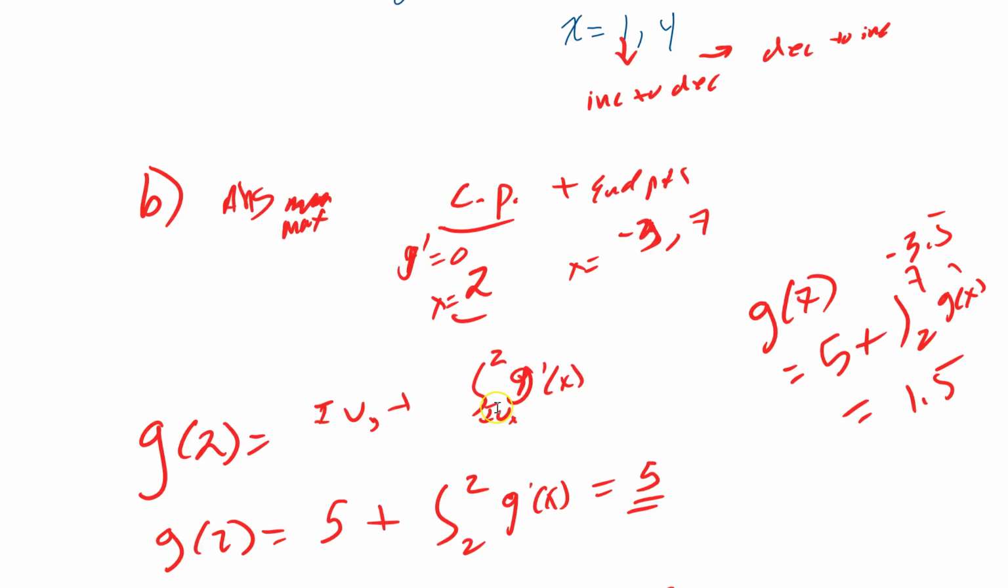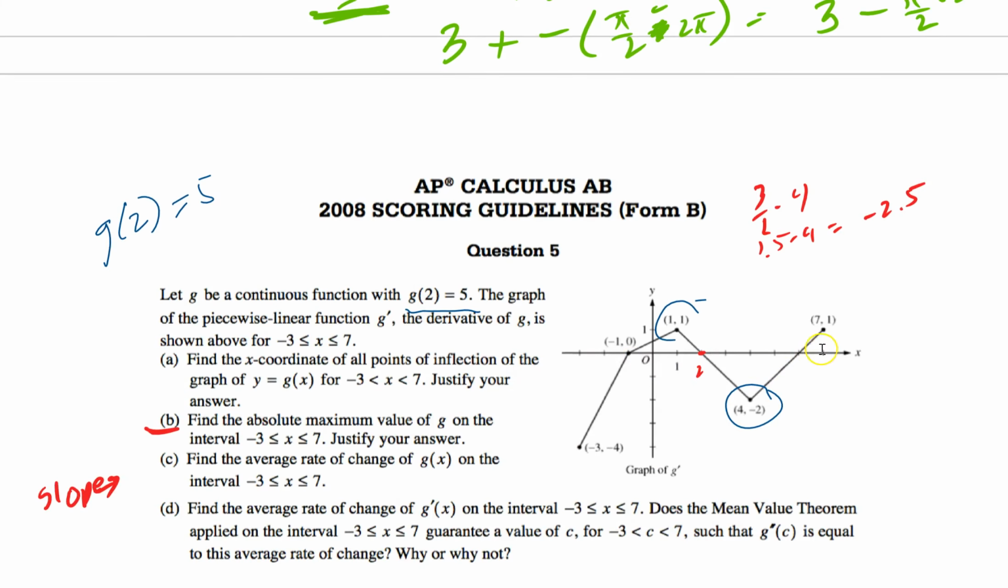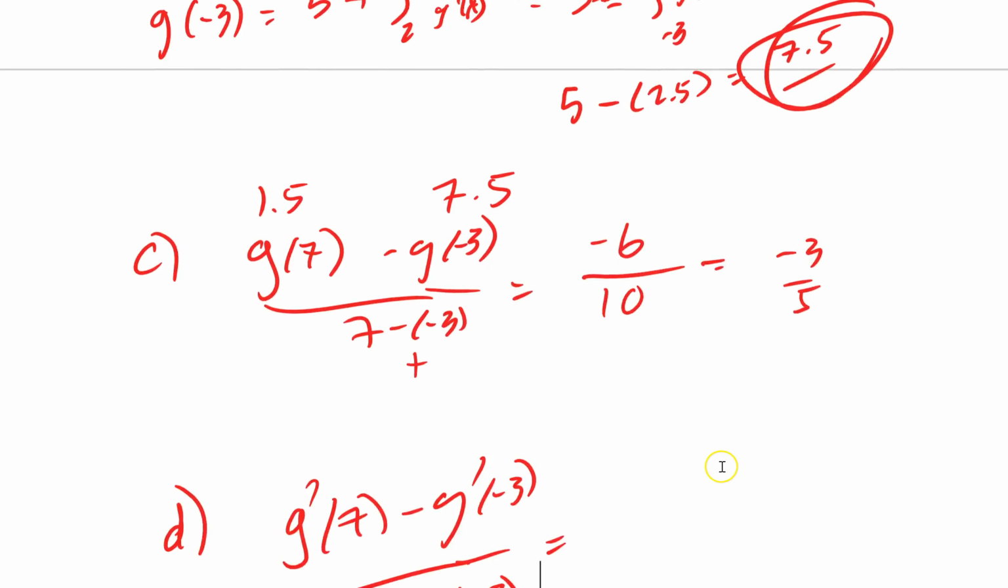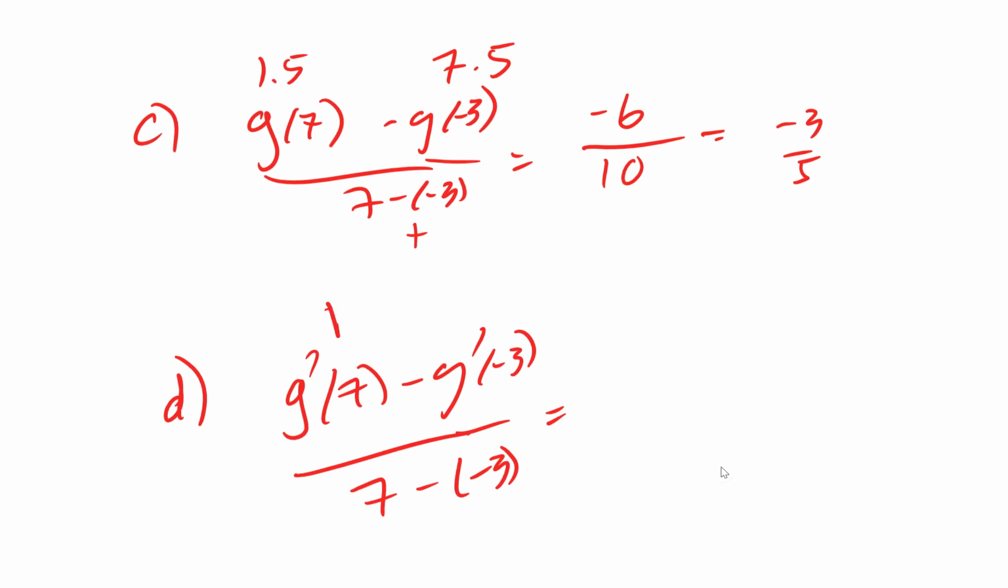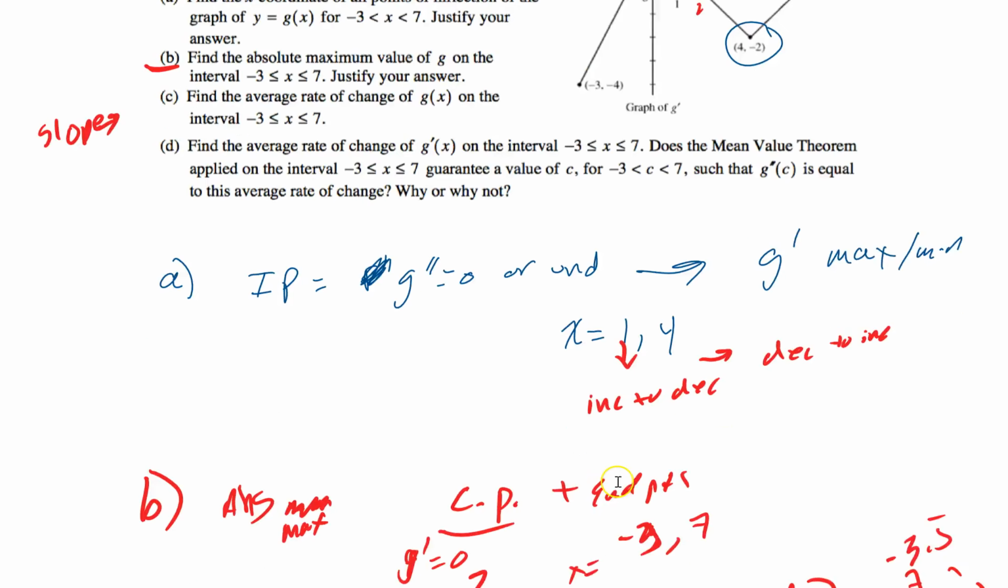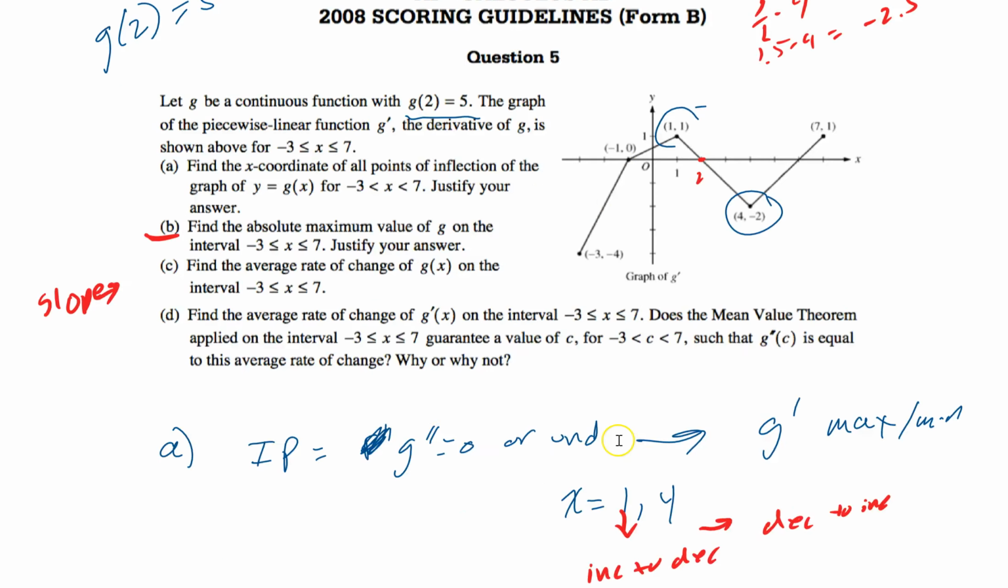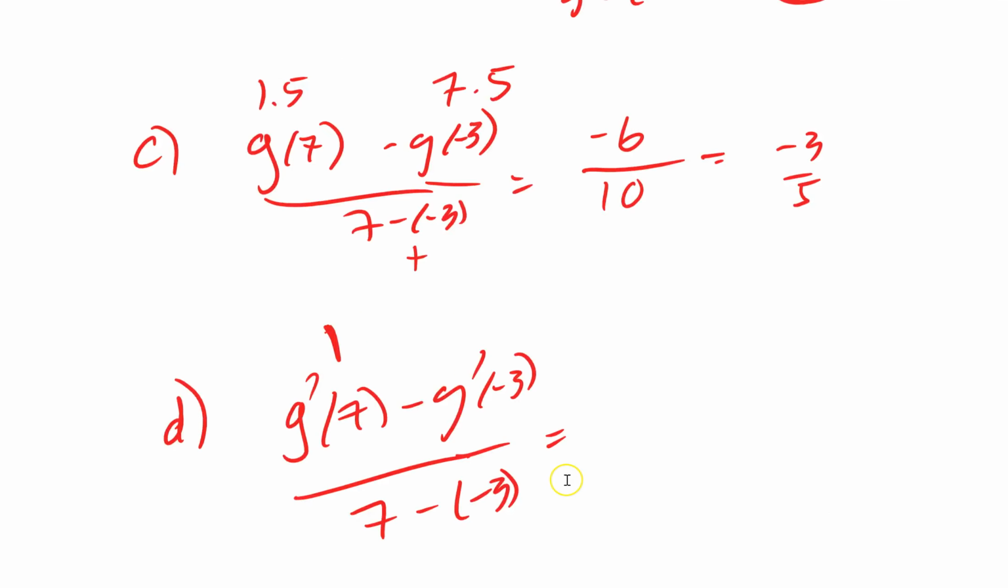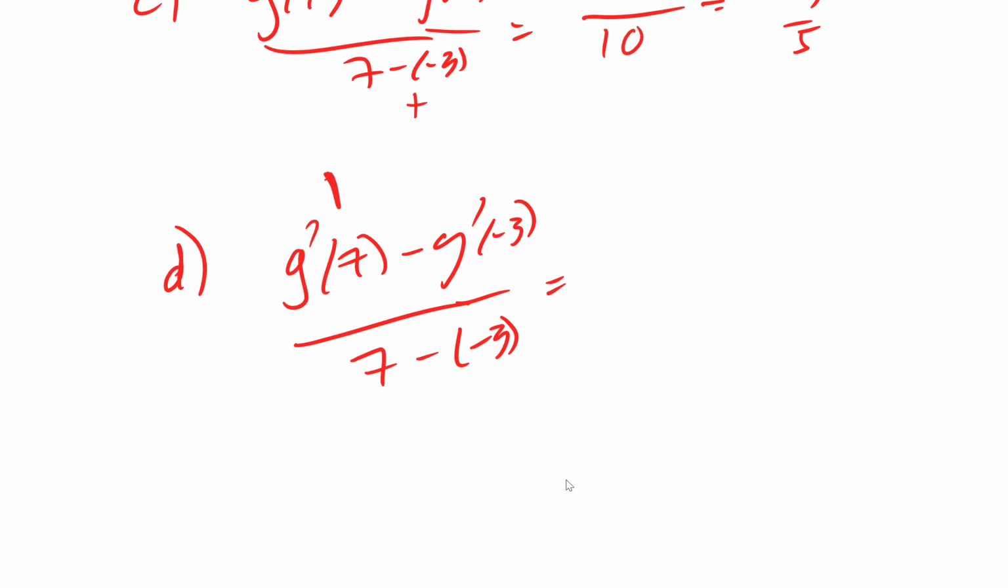So g prime of 7, it's actually a lot easier. Let's go to 7, and g prime is just a y value, 1. We literally have g prime, so it's just 1. G prime of negative 3, we have g prime again, so it's negative 4, from right there. So I get 5 over 10, which is 1/2. So that's my average rate of change of g prime.